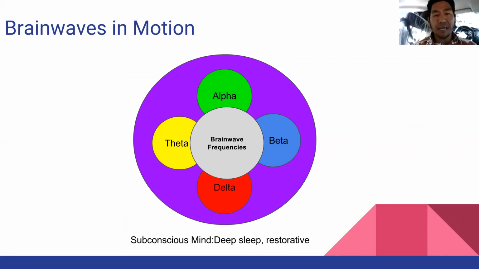Delta is the depth of the subconscious mind. So this is usually associated with deep sleep, restorative work if you're dealing with any sort of injuries. Delta is a great place to be in. You can think of it when you nod off and you go to sleep, no dreams, it's just all of a sudden you wake up 7 hours later, not even remembering that you had fallen asleep in the first place. Delta is deep, deep sleep.